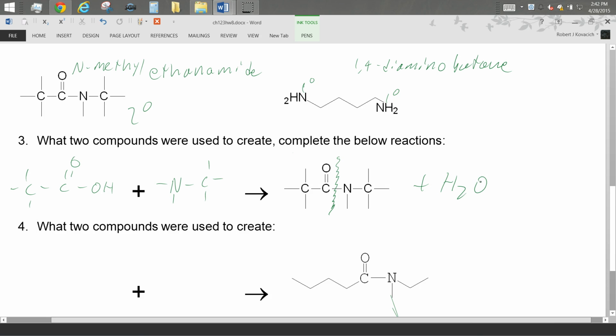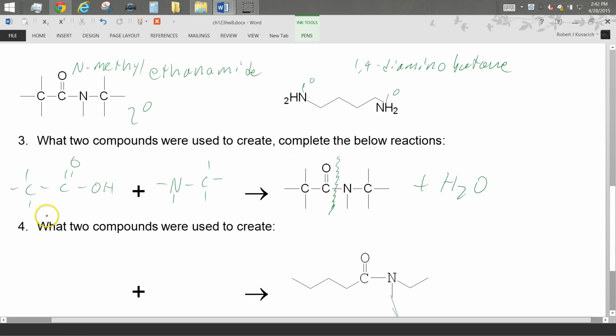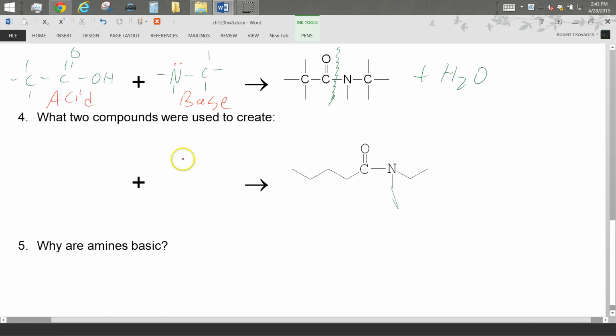What kind of reaction is this? It's just an acid-base reaction. The nitrogen's lone pairs of electrons are acting like a base. Okay. And how about this next one?